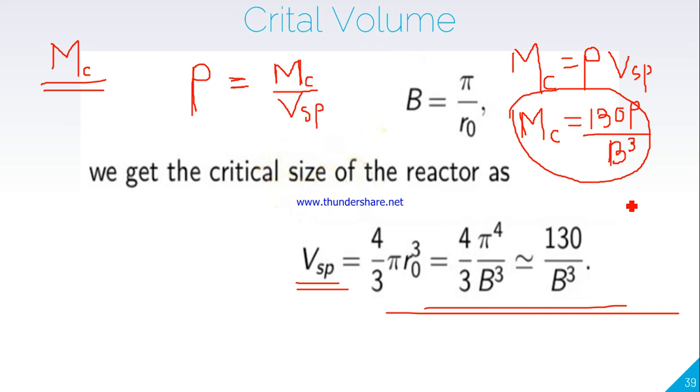For this case, if M grams of uranium 235 is kept within V cc of volume, and at that time you activate the neutron initiator just once, then your chain reaction will be sustainable. And this is the procedure to find out the critical mass and critical volume.